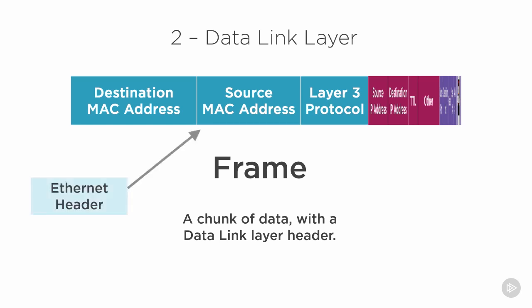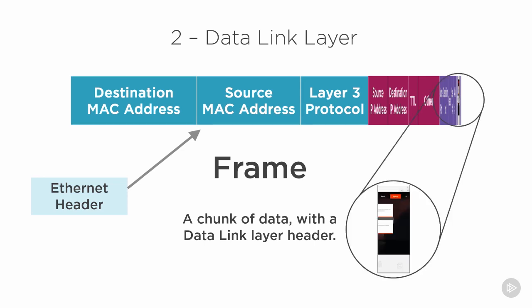A frame is nothing more than a chunk of data with a data link layer header. In this case, our data link layer protocol is Ethernet. In Ethernet, we have a destination MAC address, a source MAC address, and a layer 3 protocol listed in our header information. That layer 3 protocol information is nothing more than identifying what kind of packet is attached to the frame. The MAC addresses are, of course, an Ethernet function, and this frame allows for local communication on a network. And if you look very closely, in the end there, you will see our chunk of website that we're trying to send across our network.